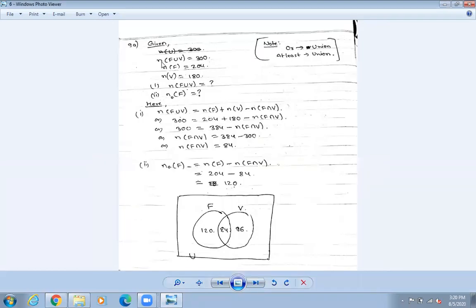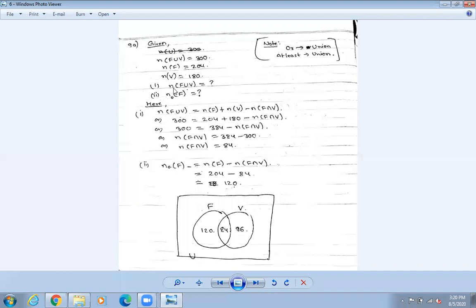Then let me show you question number 9A. I have written it in this way. Either you can write it like this, and U equals 300 also you can do it. Universal set, the complement is 0 and defined. Let us write it this way. Or means union, and at least also means union, which means there is no complement. So F union V is 300, F is 204 and V is 108.